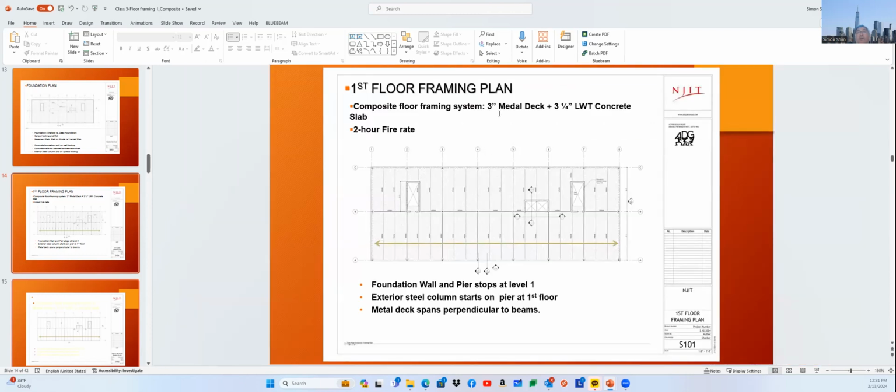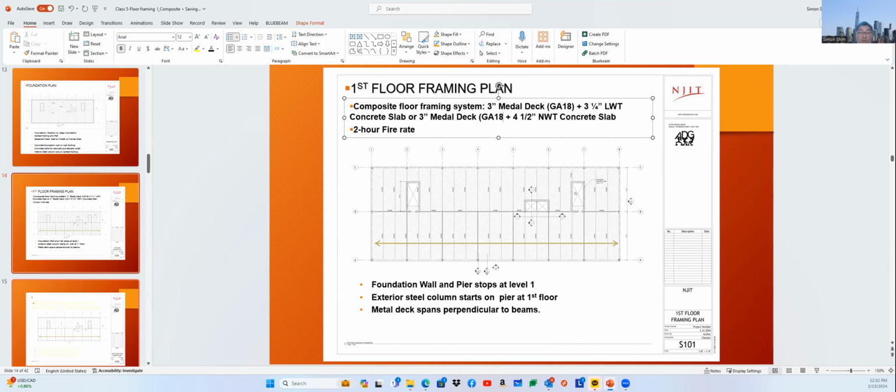But I'm going to recommend you use a 3-inch metal deck plus a 3.25-inch lightweight concrete slab. Or I'll give you another option: your slab system could be a 3-inch metal deck plus 4.5-inch normal weight concrete. Same metal deck. Typically the gauge is 18 or 20, but I recommend using 18 gauge.